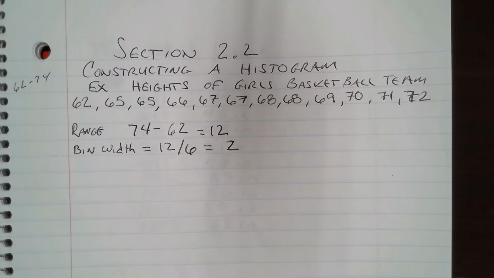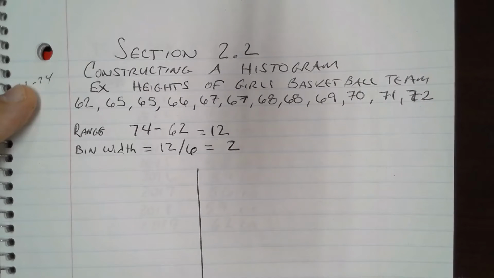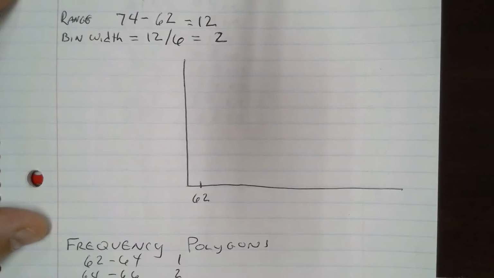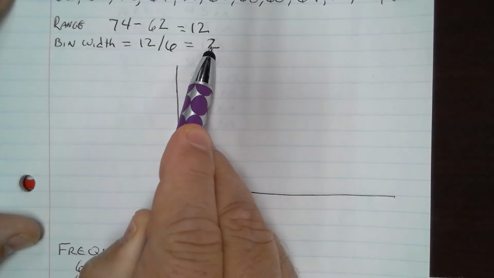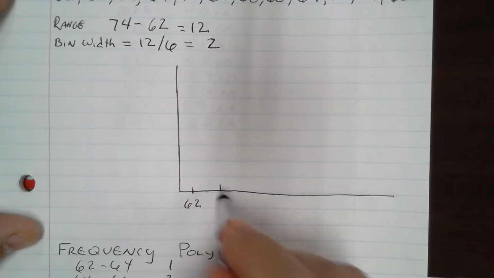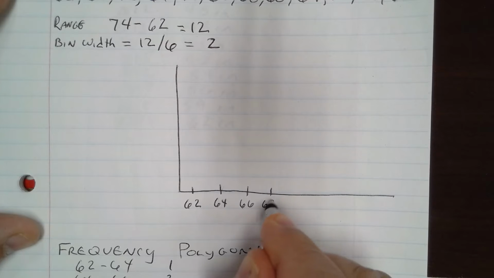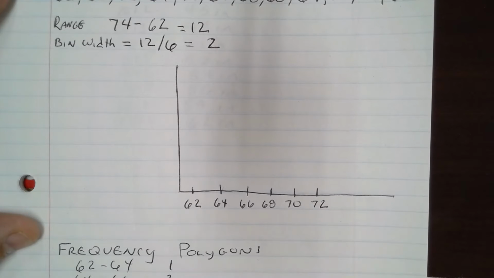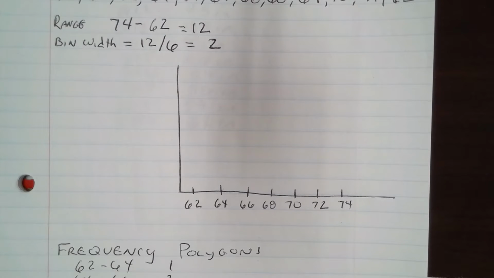So when I set up my histogram, I'm going to go here and here. If my low number is 62 and my bin width is 2 units, then my next one is going to be at what? 64. You guys are so smart. And then 66, 68, then 70, then 72. And then what was my maximum that I wanted to go to? 74.